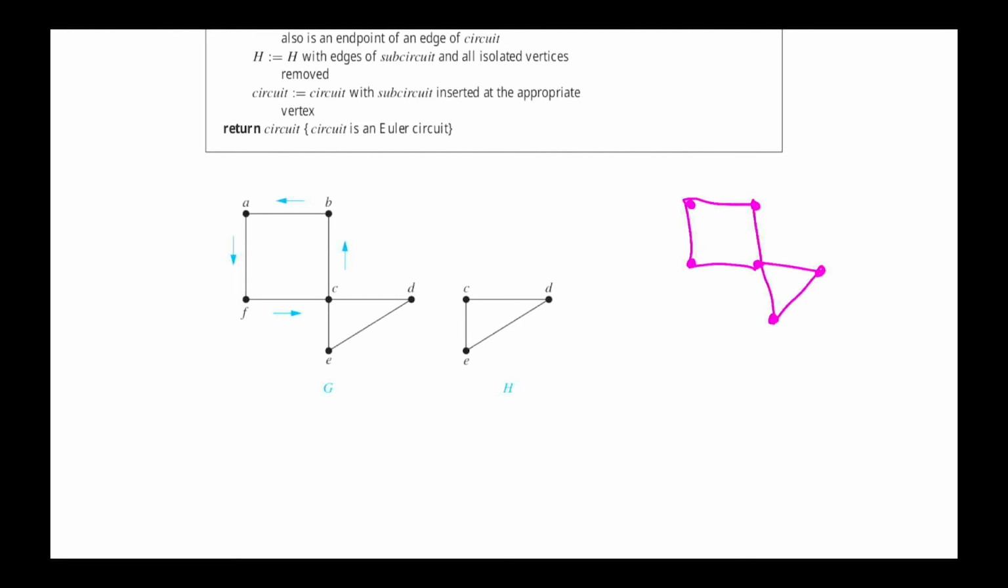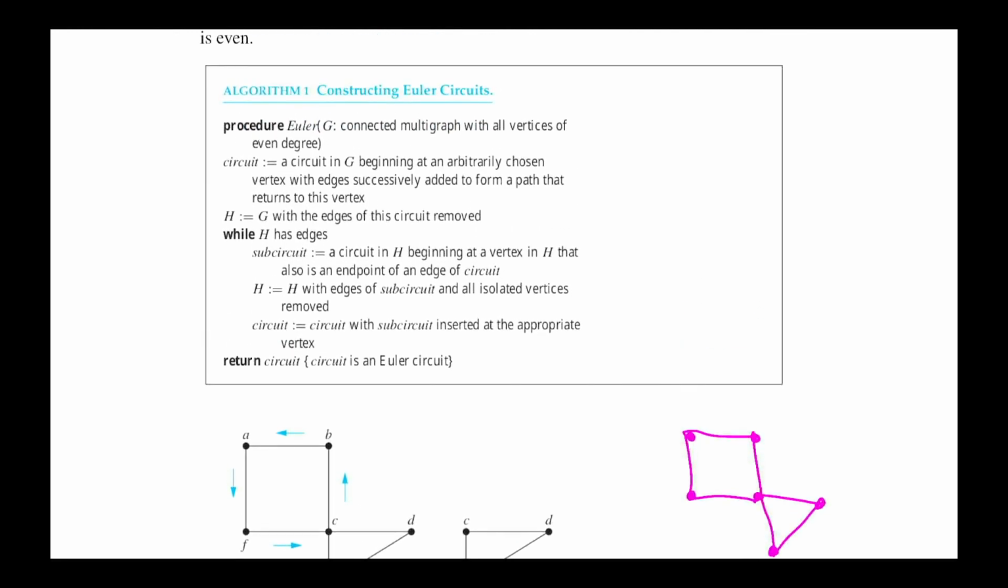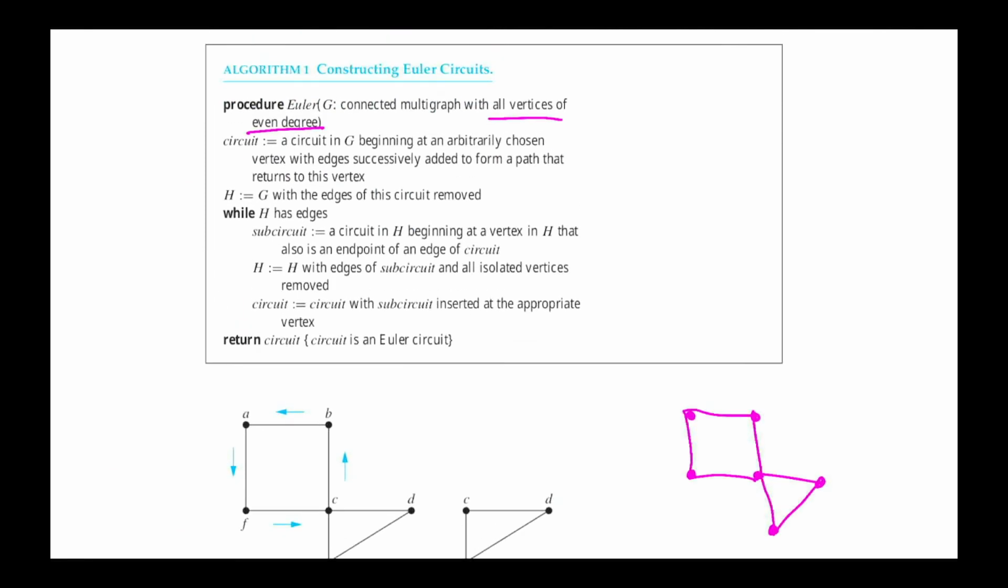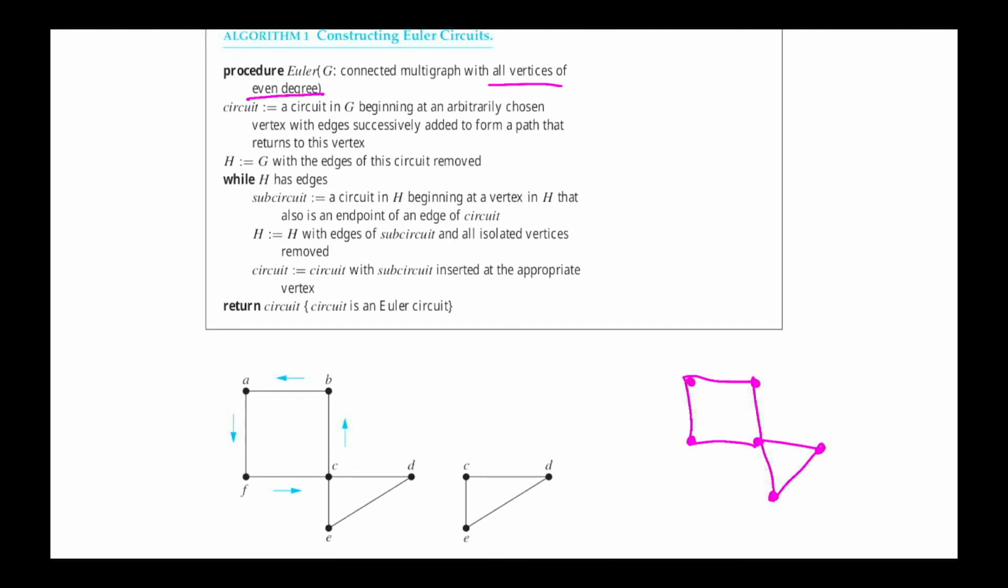Okay. So this is, first of all, make sure that it's only going to work on a graph that meets the requirements to have an Euler circuit. Can't run this if it doesn't. And basically, what you're going to do is this. So you're going to follow these rules.